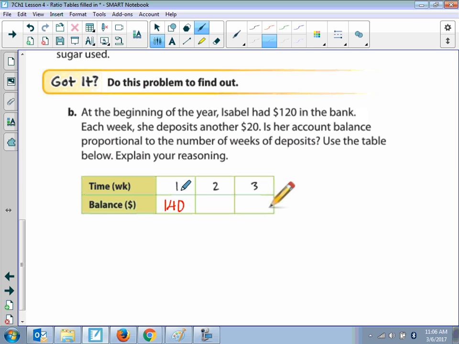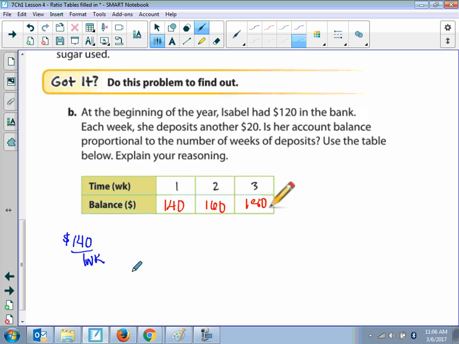And then the next week, she deposits another $20. So she's going to have 160. And then the next week. Very good. She will have 180. Now, we want to change all of these to unit rates. So, my first rate is 140 to 1. And that's going to be $140 per 1 week.